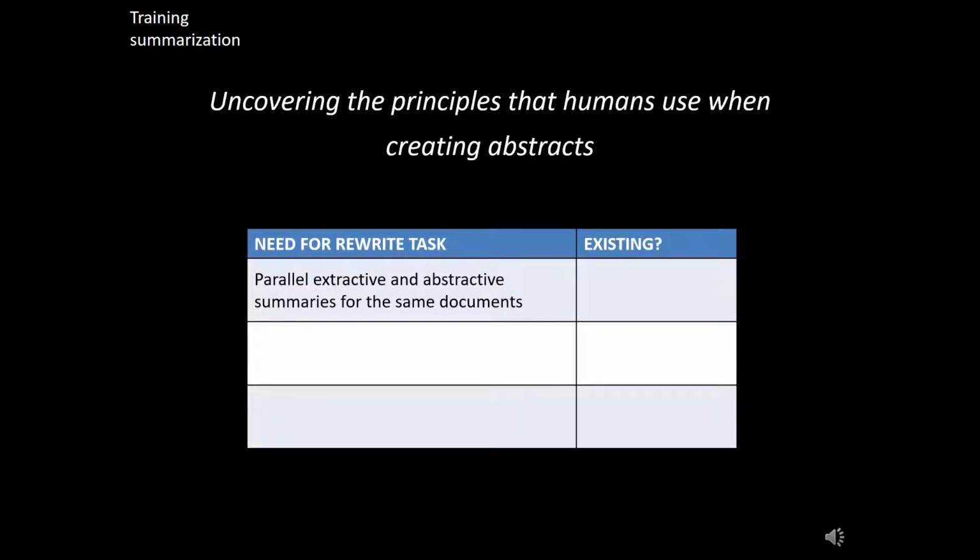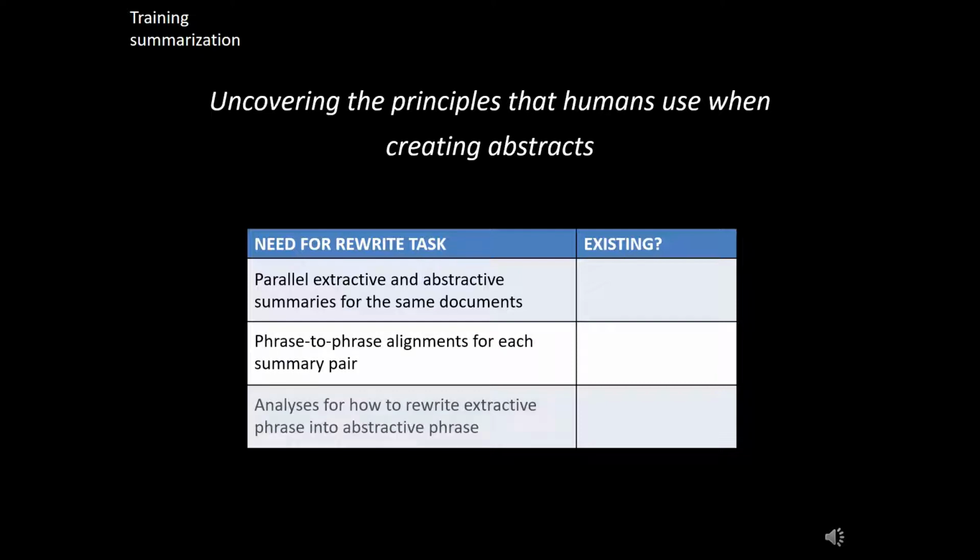From linguistic research, we know that these rewriting principles do not usually apply to the entire summary at once, but on a phrase-to-phrase level. To uncover these principles, the machine needs the parallel summaries in the training data to also contain phrase-to-phrase alignments and analyses of how each extractive phrase transforms into its aligned abstractive phrase. However, building aligned summarization corpora is challenging because it is skill and labor-intensive. As a result, most summarization datasets contain exclusively abstractive or extractive summaries, and the ones that do contain both are noisy or too small, and do not align at the phrase level or contain analyses for rewriting.